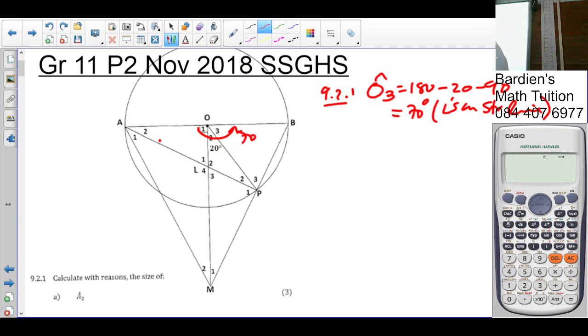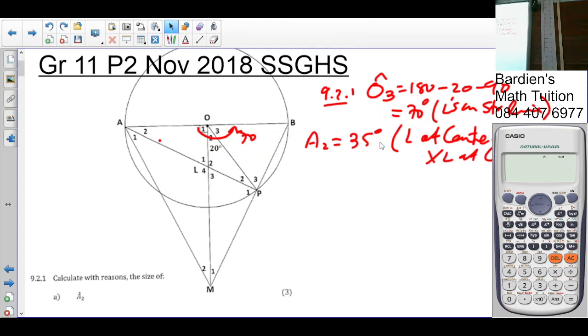So A2 is going to be half of 70, which is 35. Why? Angle at center equals 2 times angle at circumference. You can't just say angle at center, okay? Just say angle at center is twice angle at circumference. So that is 70 and that is 35 degrees.